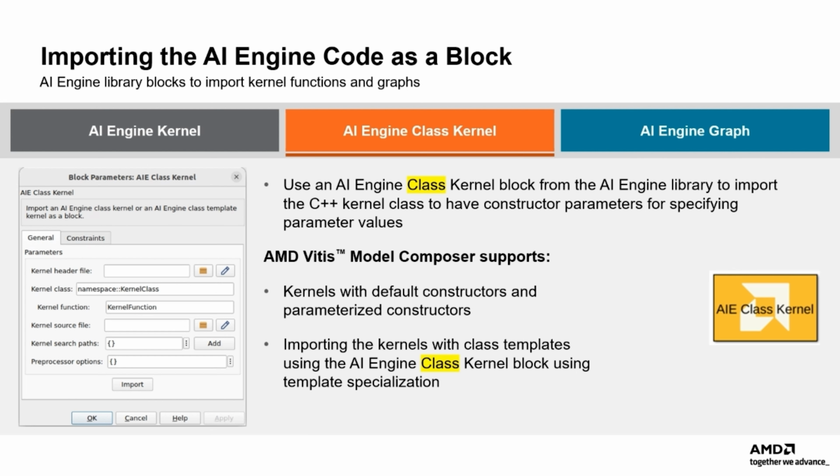Vitis Model Composer supports kernel classes with default constructors and class kernels with parameterized constructors. Default constructors do not take any arguments and have no parameters. However, it is possible to pass arguments to the constructors using the parameterized constructors. Vitis Model Composer supports importing the kernels with class templates using the AIE class kernel block using template specialization.